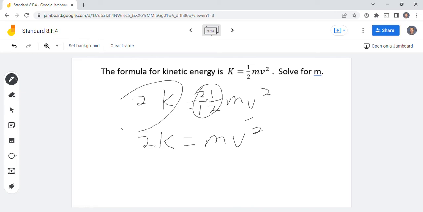We can get rid of the v squared all at once by dividing by v squared. We'll divide this side by v squared, and we end up with m by itself. Over on this side, we have 2k divided by v squared. Again, no like terms, so we just leave it like this.